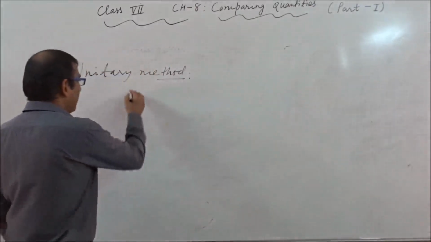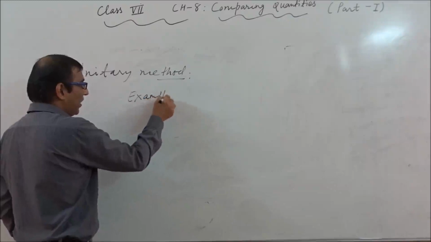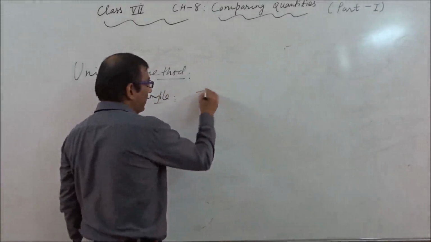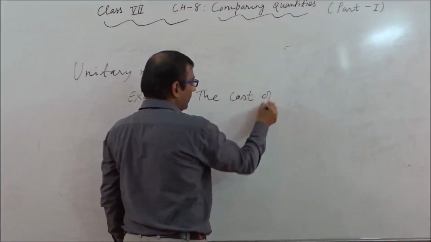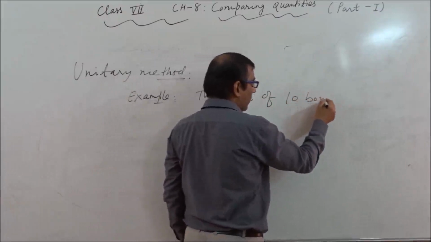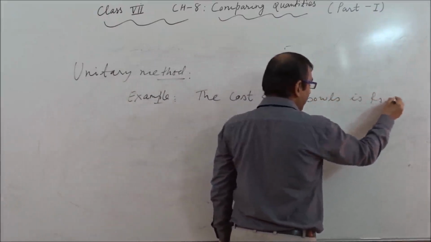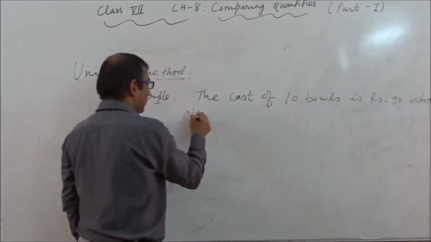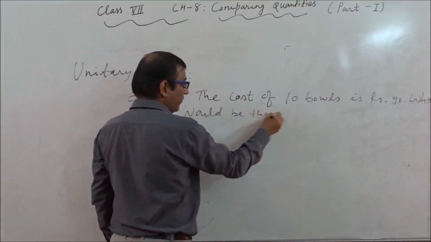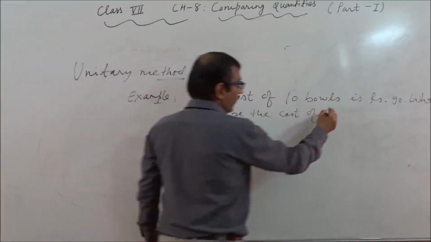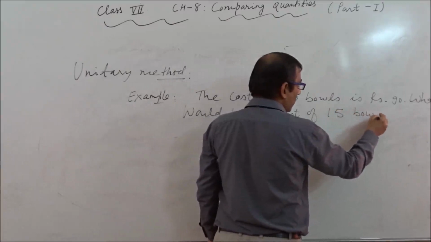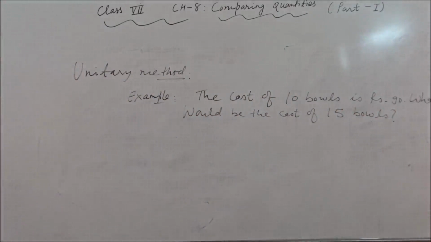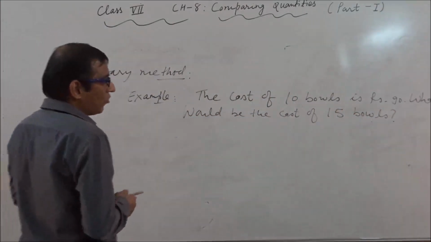I am taking one example here. With the help of this example, the concept of the unitary method will be clear to all of you. For example, if the cost of 10 bowls is rupees 90, then what would be the cost of 15 bowls? Okay, this is the question.